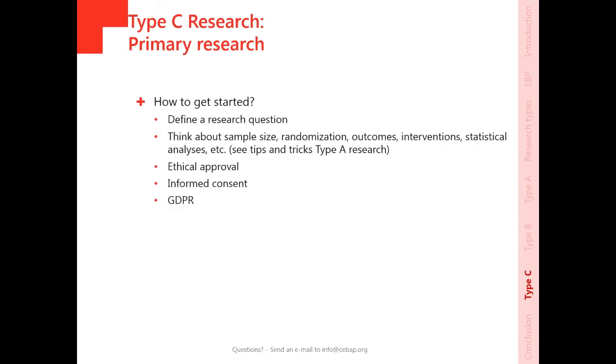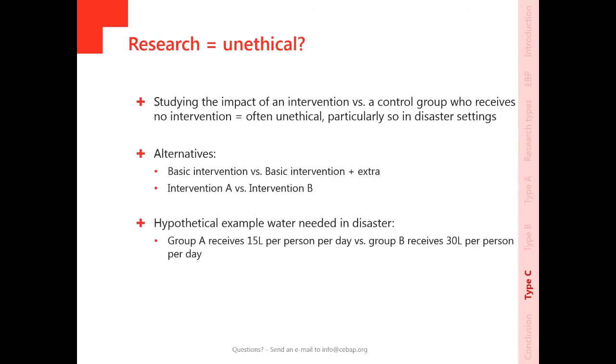Basically, you need to keep in mind all the same things we discussed at type A research. So define your research question, think about sample size, randomization, outcomes, interventions, statistical analysis, and so on. On top of that, you need to obtain an ethical approval, informed consent, and also consider the GDPR law. One of the main comments people have when we talk about performing primary research in a disaster setting is that it would be unethical. And I agree that when we would compare an intervention group who gets a lot of help to a control group who receives no help, that this is unethical and something we simply cannot do.